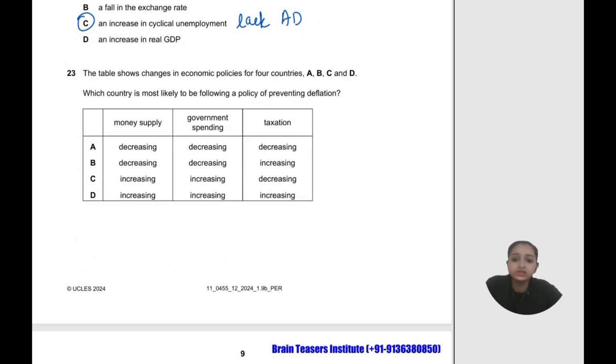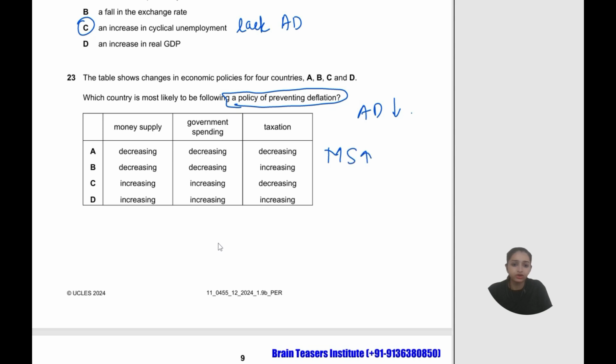The next question is, the table shows changes in economic policies for four countries A, B, C, D. Which country is most likely to be following a policy of preventing deflation? Okay. Now, when you're preventing deflation, which means aggregate demand is low, so you want to increase the aggregate demand, right? So what you will do, money supply should increase, right? When you're fighting or preventing deflation, government spending should also increase, because that is also going to help in increasing the aggregate demand in the economy.